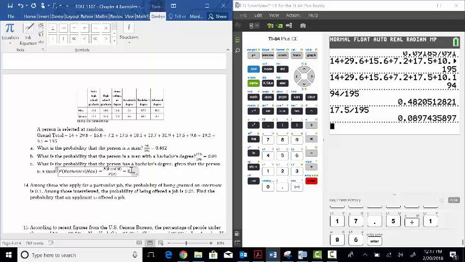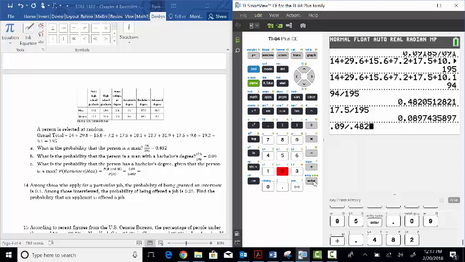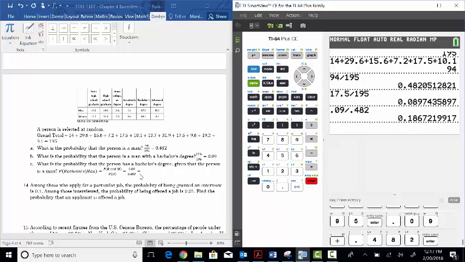So I'm going to do 0.09 divided by 0.482. Alright, so again, over here on my calculator screen, 0.09 divided by 0.482, we get 0.1867.